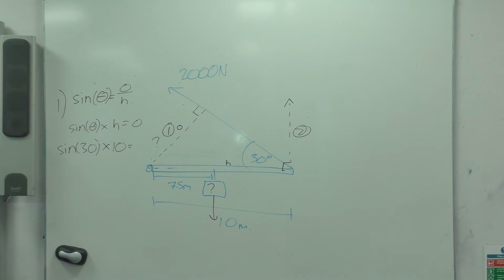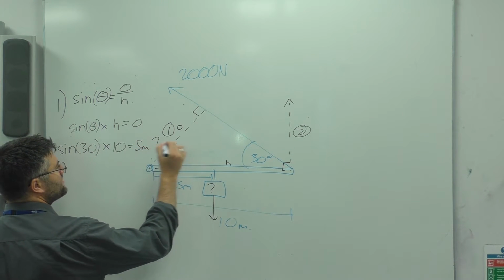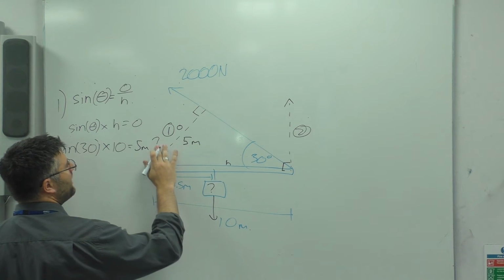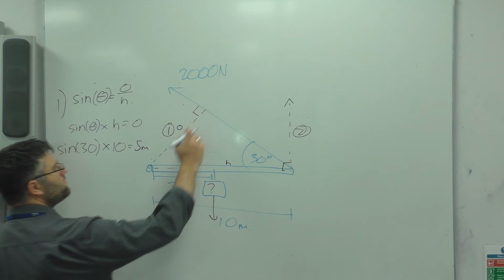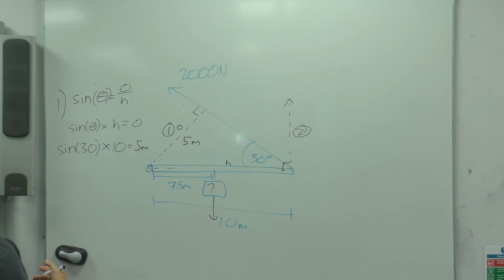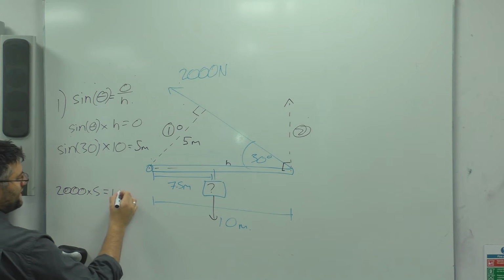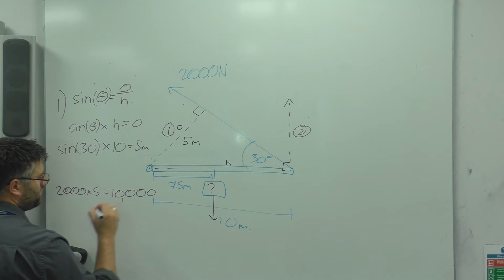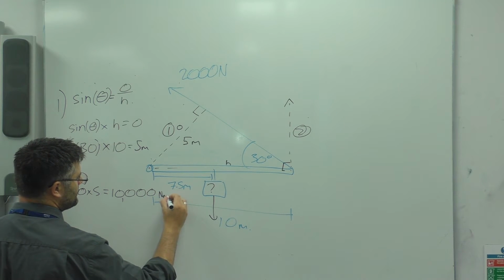0.5 times 10. It's 5. So that's 5 meters. That's telling us that the distance there is 5 meters to where the force would be 2,000. So we can work out our moment here as the force times distance: 2,000 times 5 is going to equal 10,000 newton meters.